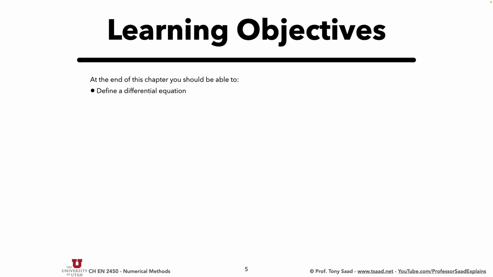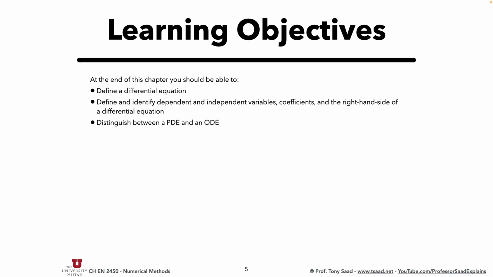So at the end of this chapter, I hope you'll be able to define a differential equation, and define and identify what we mean by dependent and independent variables. This is similar to what we were talking about, y versus x, etc. But now you will see it in action differently, where you see a derivative of temperature versus space, or a derivative of density versus pressure. You'll be able to tell which one is the dependent and which one is the independent variable. What are the coefficients? What's the right-hand side of a differential equation? You'll distinguish between a partial differential equation, PDE, and an ordinary differential equation, ODE.